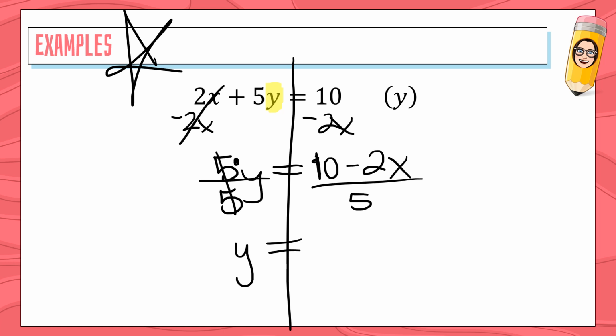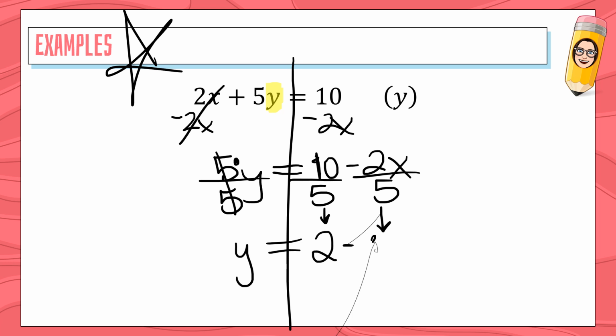Can you back up for a moment? I want to try this. Instead of a big fraction bar, can we divide everything? If I divide everything, do you see how this looks? 10 divided by 5 is 2. Subtraction sign. And then this says 2/5.